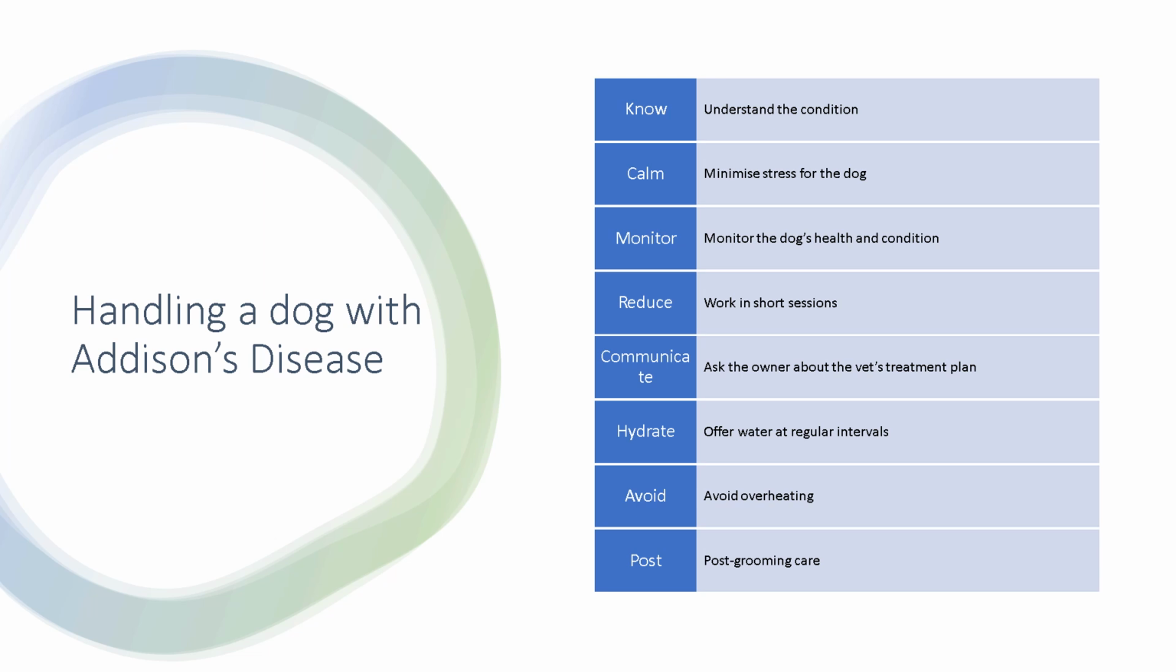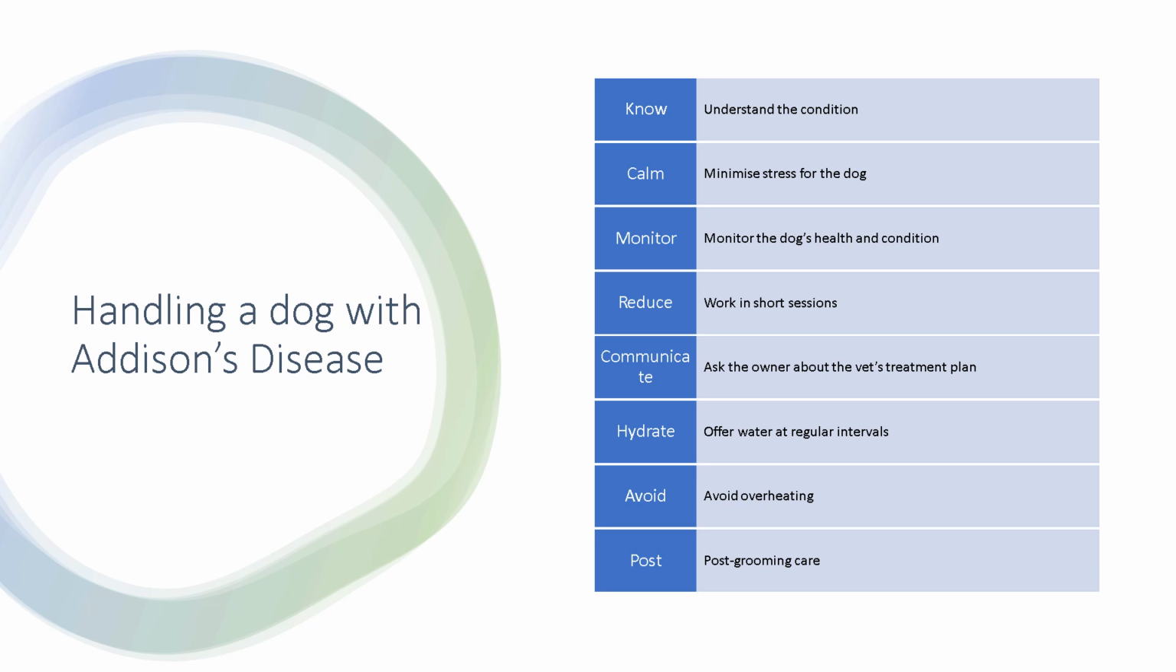Minimize the dog's stress throughout the grooming session. Dogs with Addison's can be more sensitive to stress, so it's important to keep the environment calm and quiet. Avoid loud noises, sudden movements, or rapid changes in temperature. Maybe even book the dog on a one-on-one basis. Take breaks if the dog seems anxious or tired. Gentle handling is key. Avoid putting too much pressure on the dog during grooming, especially around sensitive areas.